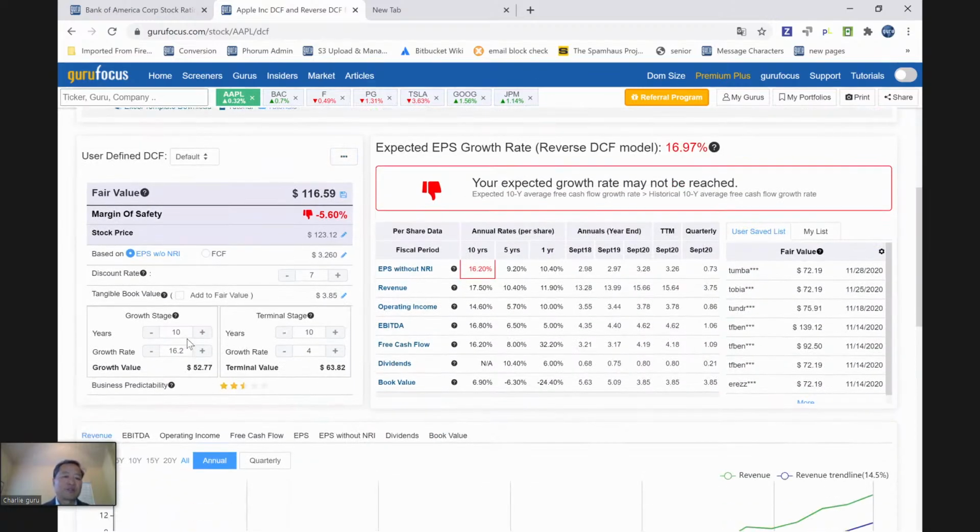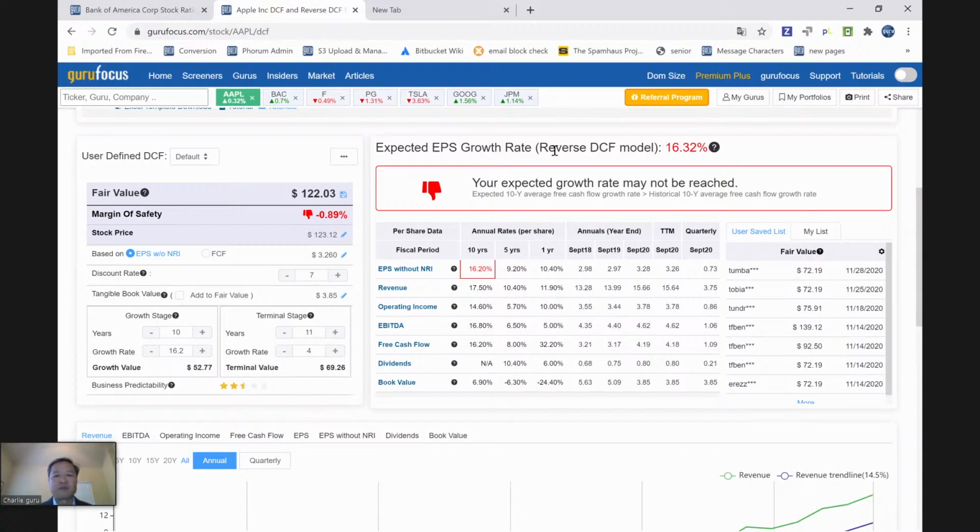And of course, you can also adjust the growth stage years and terminal stage years, but all these do not have as tremendous an effect as the discount rate. Also, you need to keep in mind that DCF has quite a limited area of application, and it works only for predictable companies.